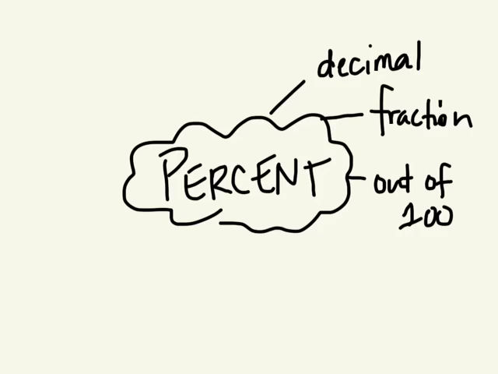Percent is out of 100. Good. Ratio. We can write a percent as a ratio. Yes, Mark? Sale. You think of sale. Excellent.